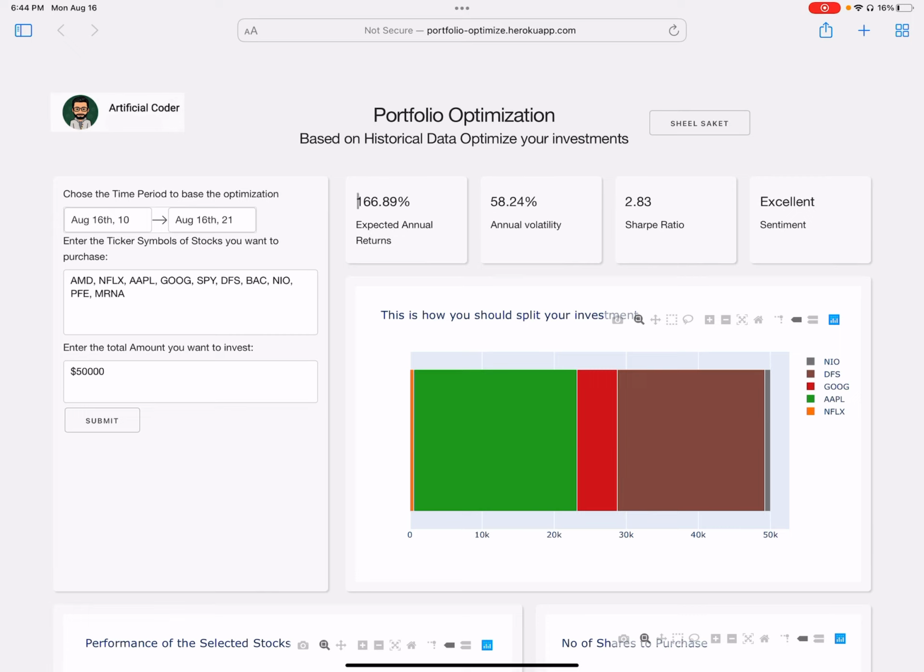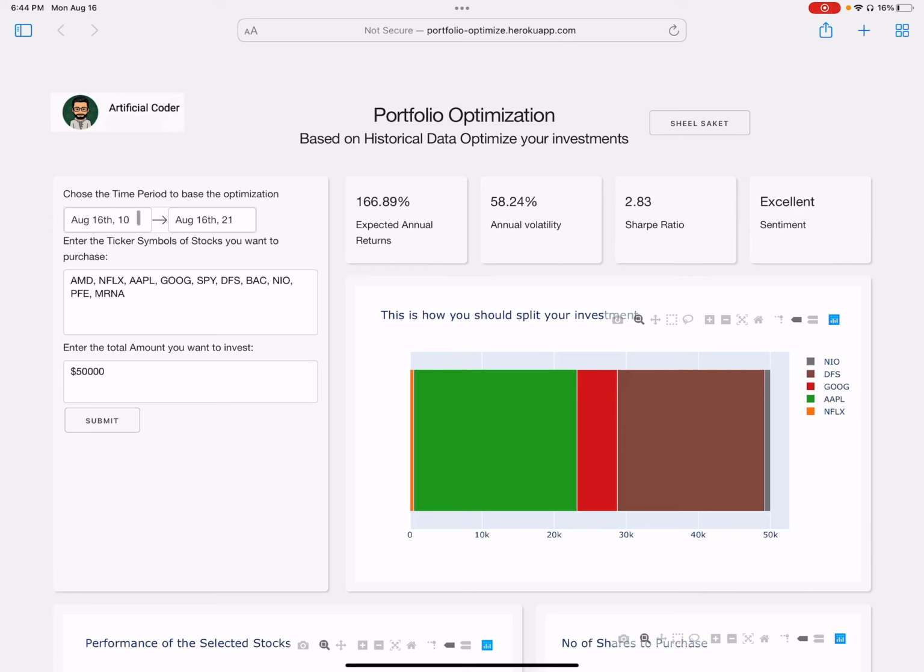You would get like an estimated expected annual returns of 166%, 58.24% annual volatility, and then 2.8 Sharpe ratio. Again, this investment strategy is based on the historical data. It doesn't take any inputs such as the current events and lots of things that are happening on a day-to-day basis. So that's why you take a really long time period, so that you kind of average out so many additional factors in the long term.